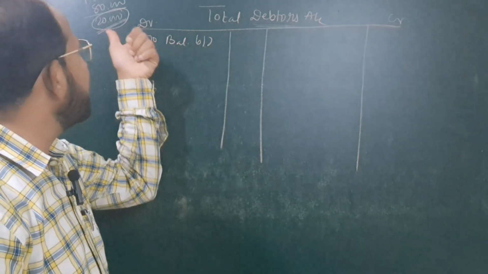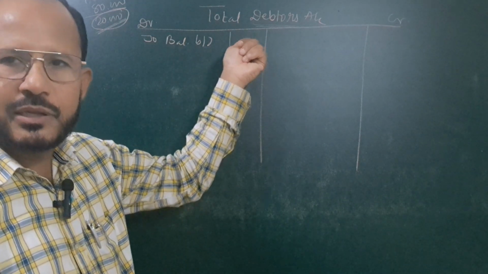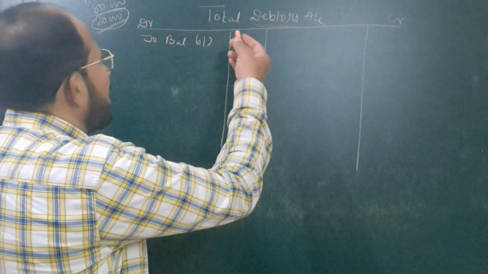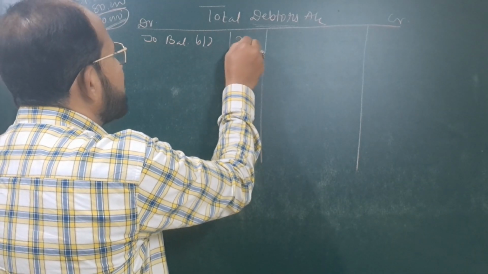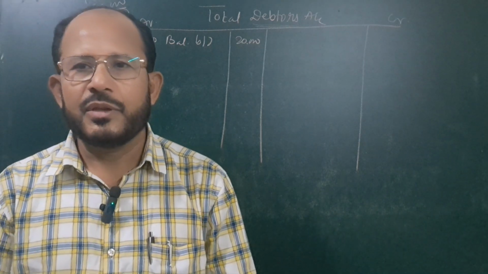That is why the previous year's closing balance of debtors is to be taken as the opening balance in the current year's account. That is why, how much? Rupees 20,000 is to be shown here.